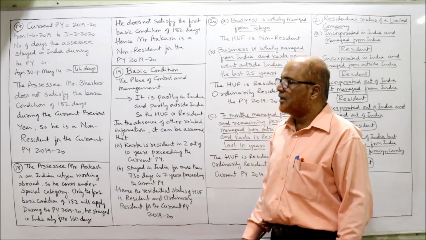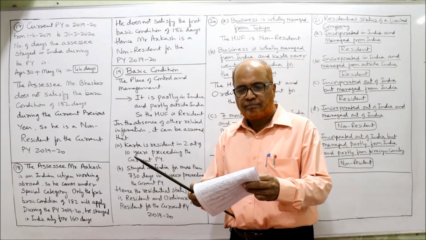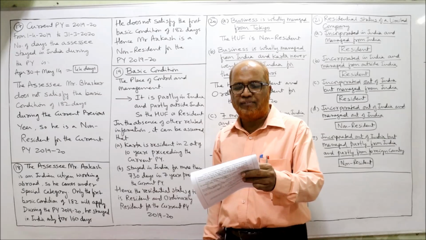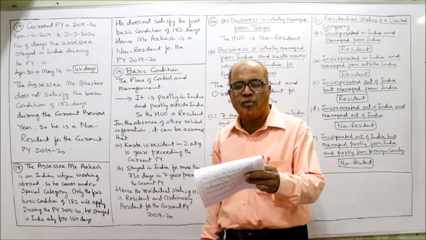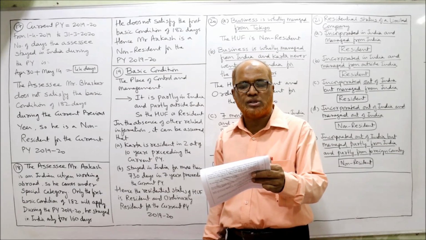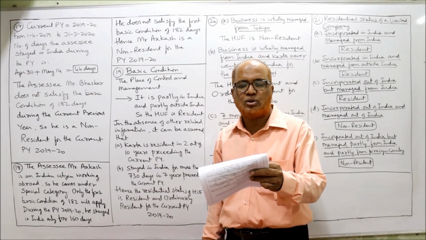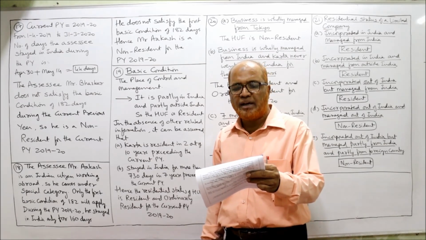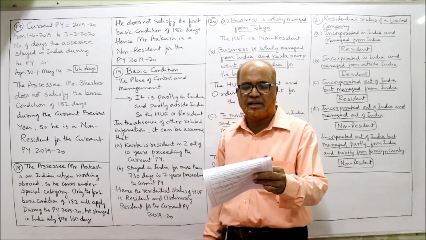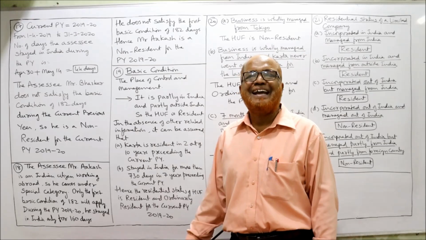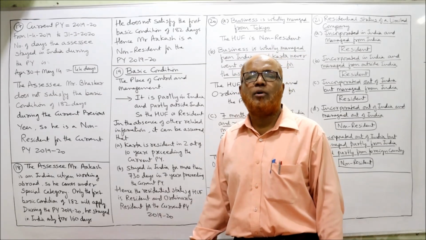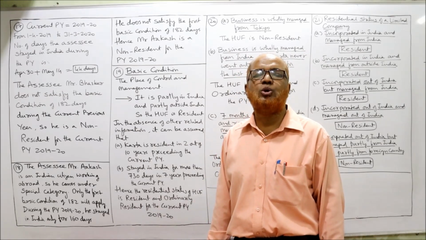That's it. Now, 19th problem. A Hindu undivided family is living in Kanpur. Karta of the family visited Singapore from 5th October 2019 to 1st July 2020. Determine his residential status for the assessment year 2021. So far we have done the problems on individual. Now this is the first problem on residential status of HUF.